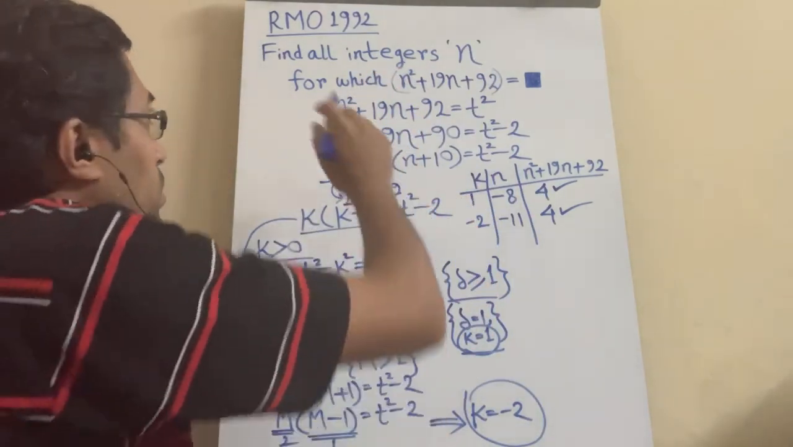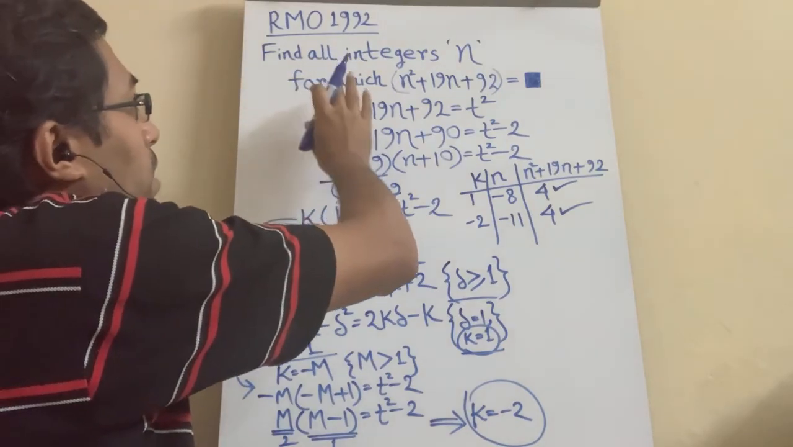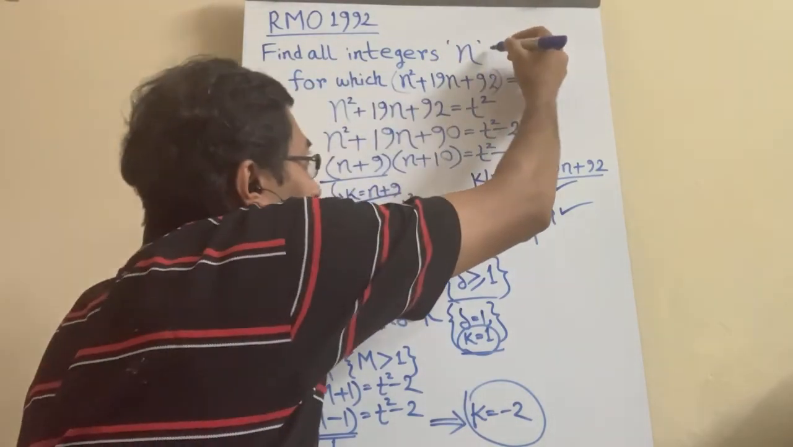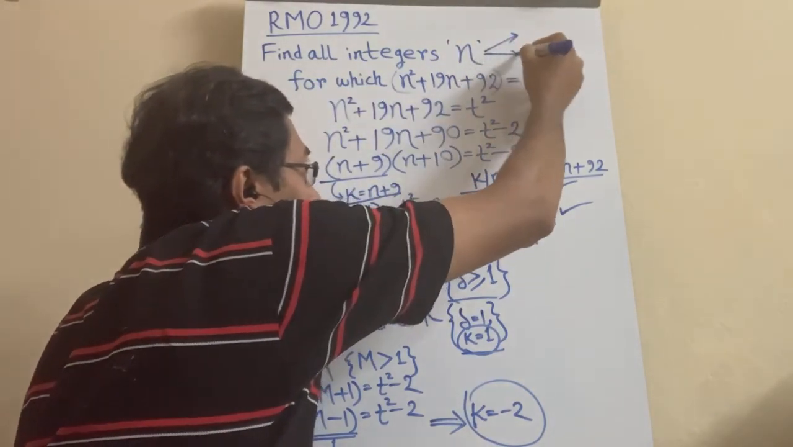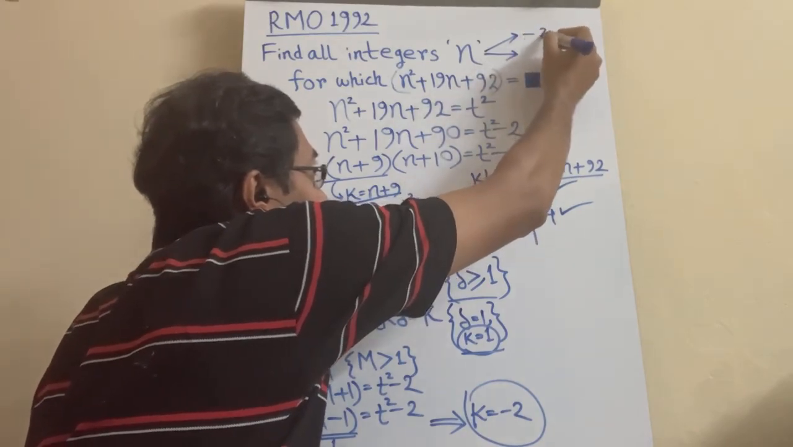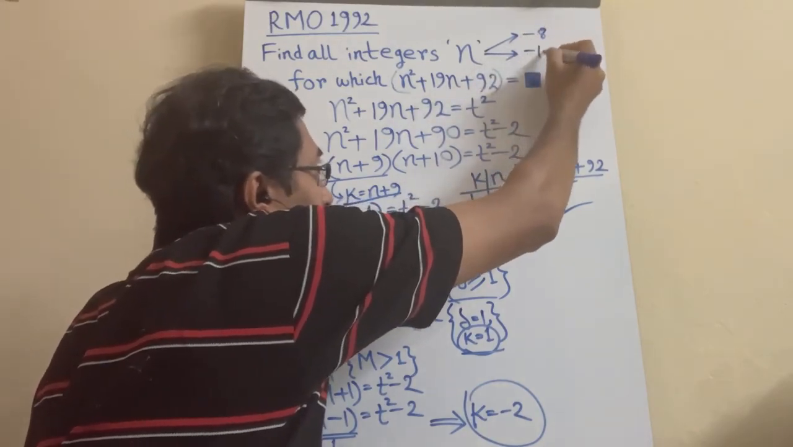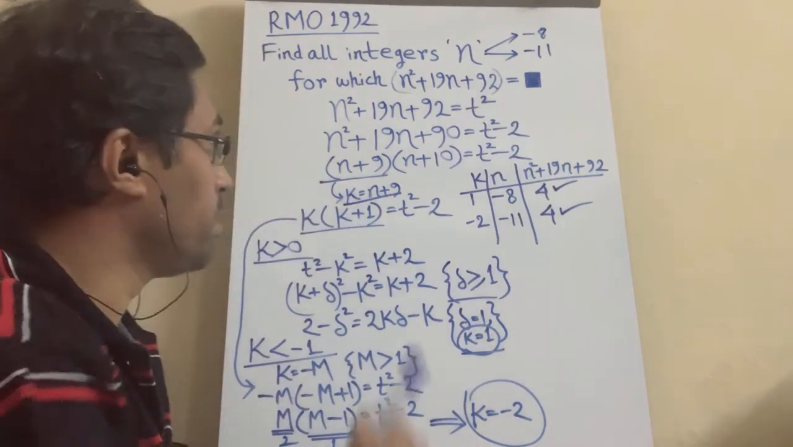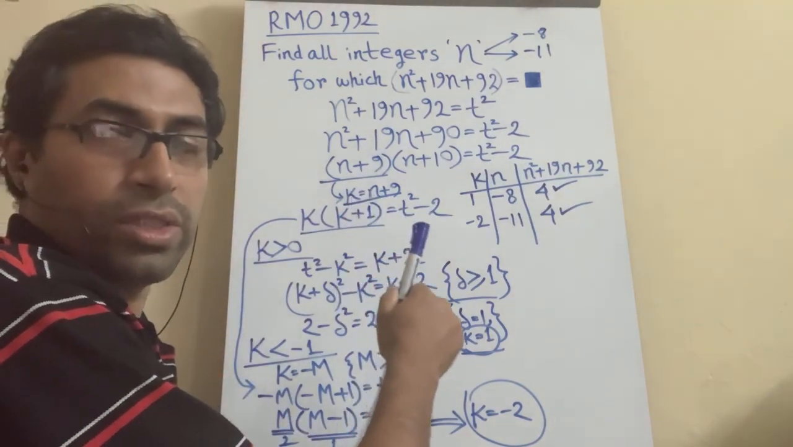So what was the question? The question asked us to find all the integers n, and we have found it. There are two possible solutions, minus 8 and minus 11. So friends, these are the two possible solutions.